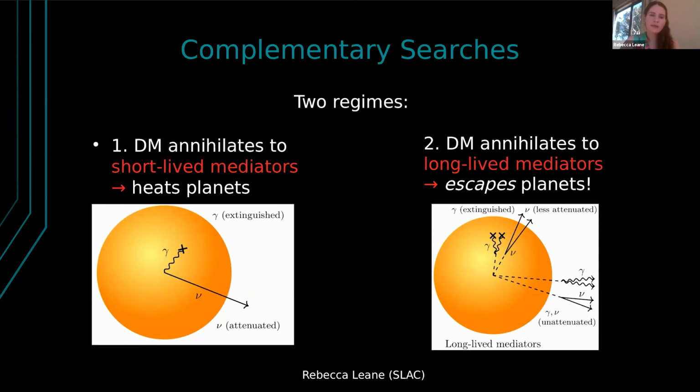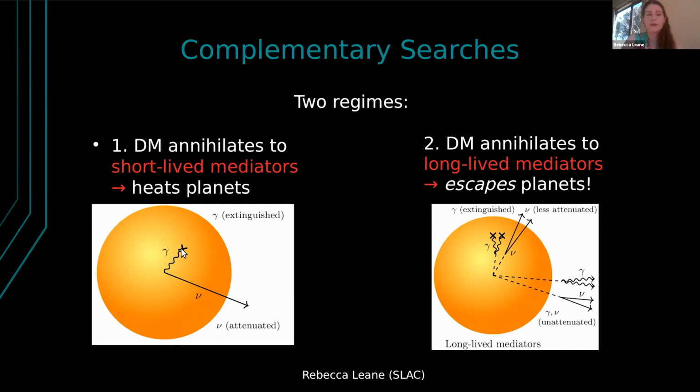Okay, so when we think about dark matter inside these stars and planets, you can think about two different sort of regimes. The one that I spoke about for the talk so far was the case where dark matter annihilates to standard model particles and the energy is absorbed by the star. In the case that dark matter is annihilating to some particle that's quite short-lived, this is how you get the scenario where it heats planets, simply because if it's going, for example, to gamma rays here, it's just extinguished and absorbed.